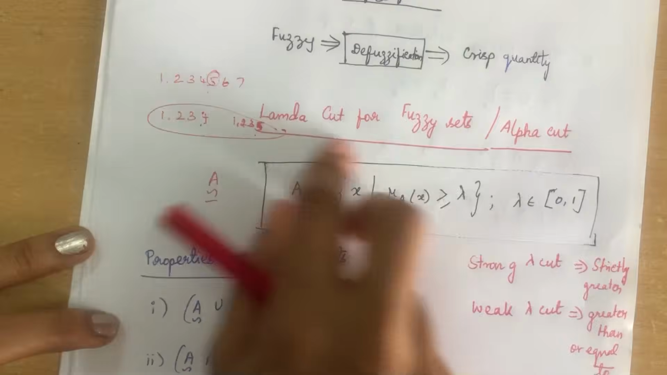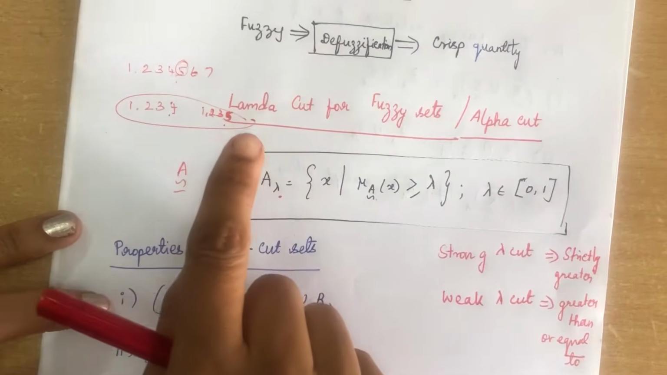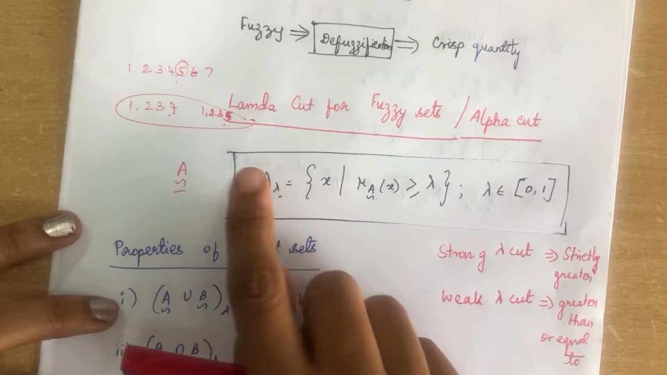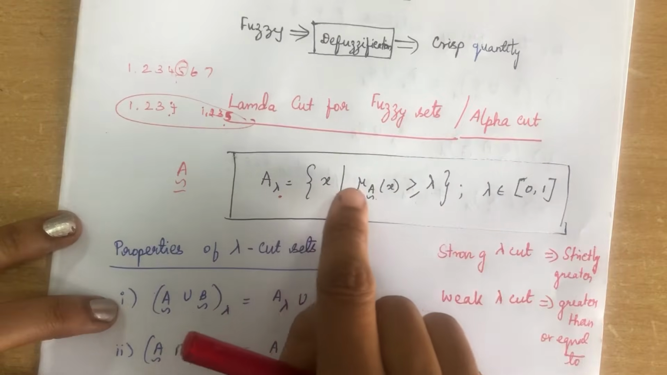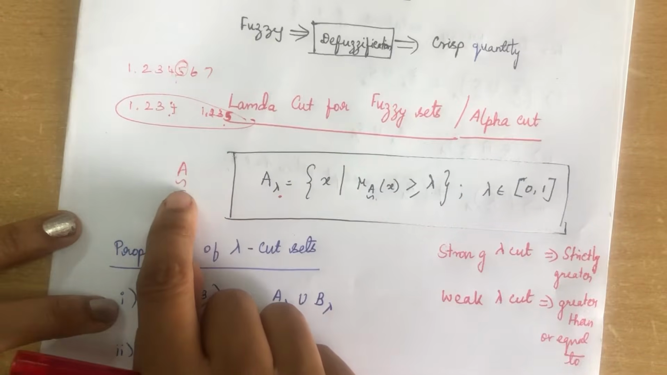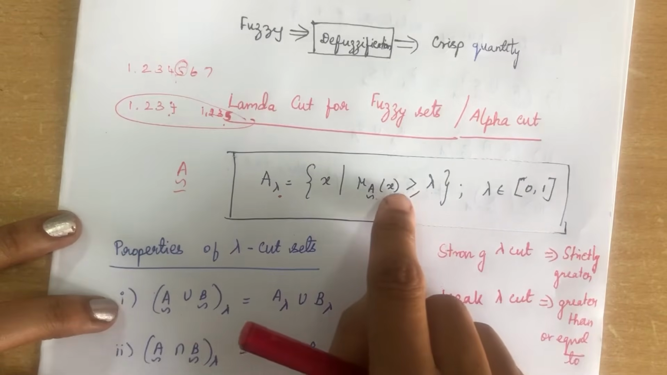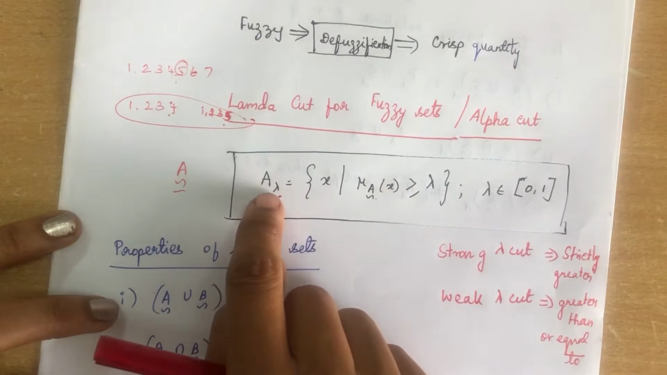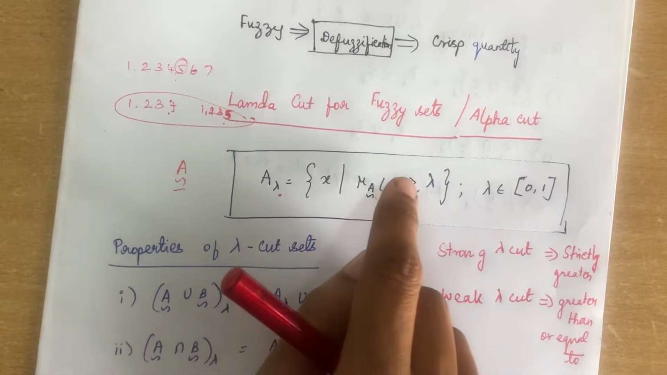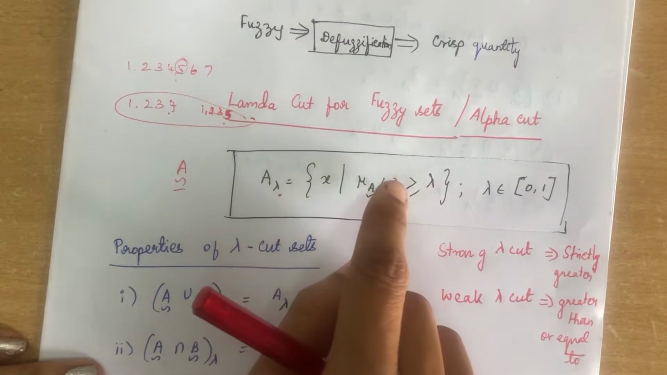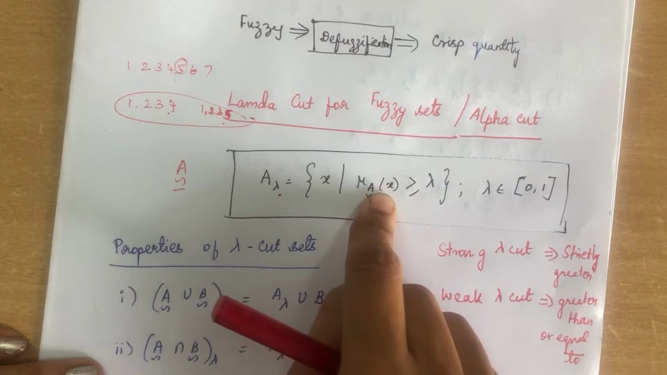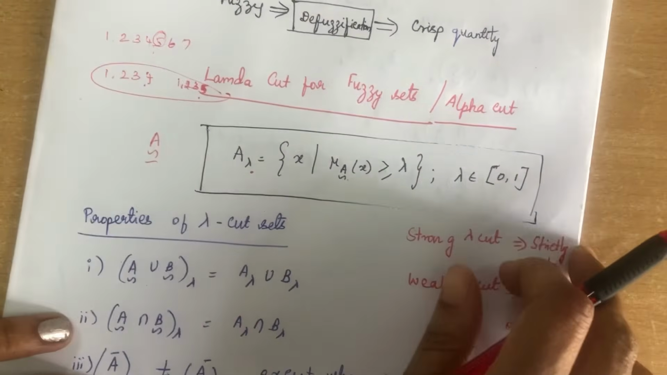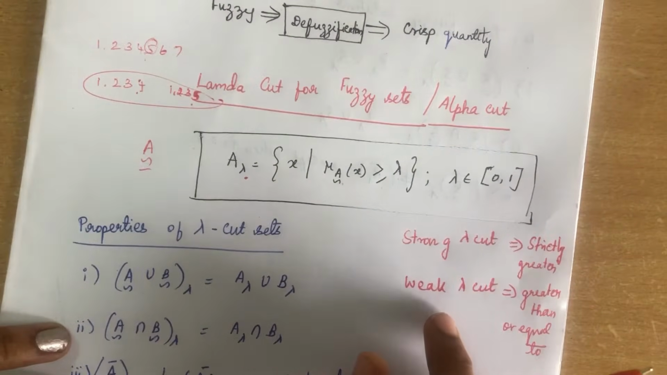That is called defuzzification. Now we are going to do this defuzzification by using the lambda cut, otherwise called the alpha cut. The formula says that if you have a fuzzy set A tilde, and the membership value of A tilde is greater than or equal to lambda, then it is called the lambda cut method. You can take this lambda between 0 and 1. When all the membership values are greater than or equal to lambda, it is called the lambda cut method. There are two types in this: strong lambda cut and weak lambda cut.